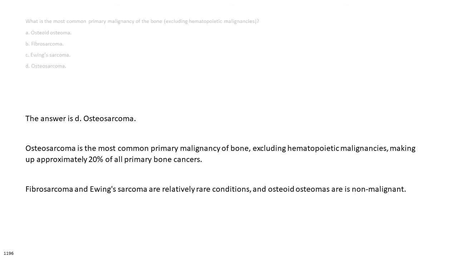The answer is D. Osteosarcoma. Osteosarcoma is the most common primary malignancy of bone, excluding hematopoietic malignancies, making up approximately 20% of all primary bone cancers. Fibrosarcoma and Ewing's sarcoma are relatively rare conditions, and osteoid osteomas are non-malignant.